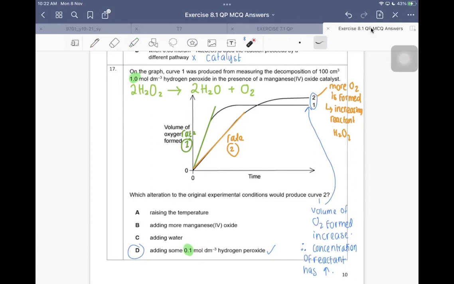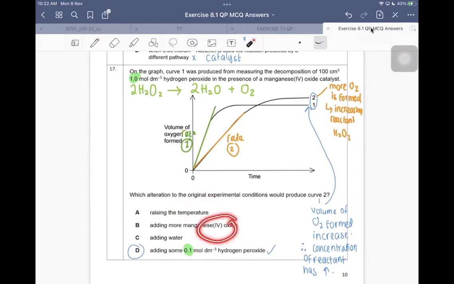So the second explanation is a little bit not that straightforward to understand, but I think my first explanation is the only way to explain how you can get more products formed. Increasing the temperature, you will not get more products formed. You will only get the products to be formed faster.